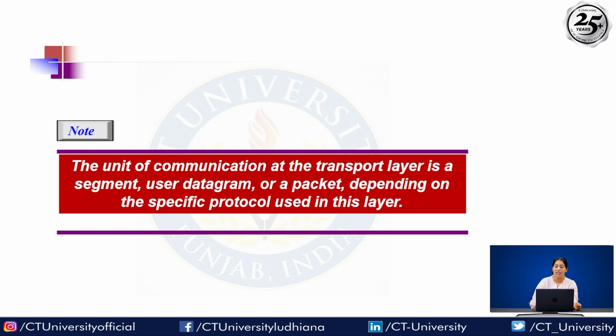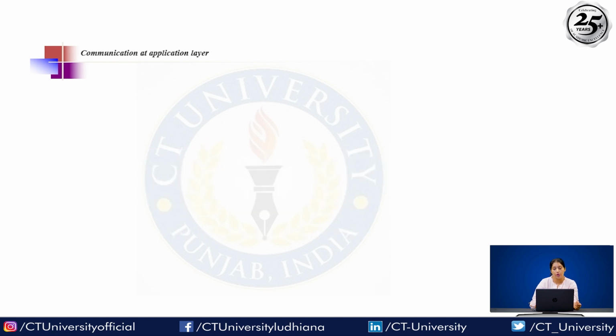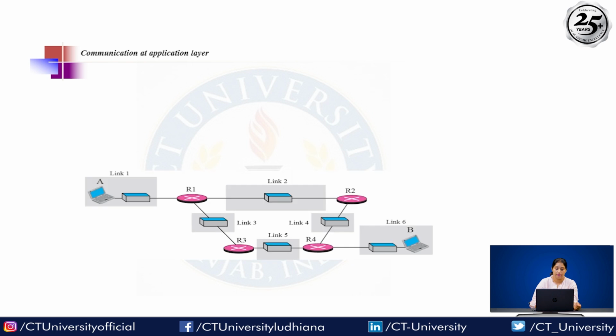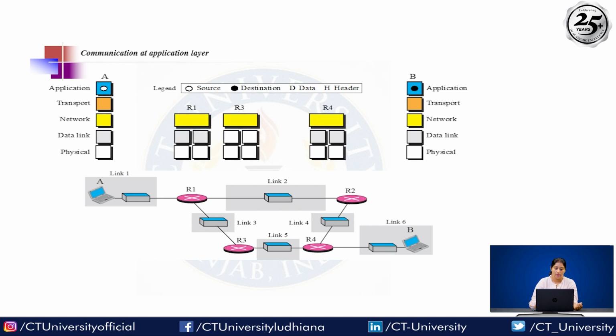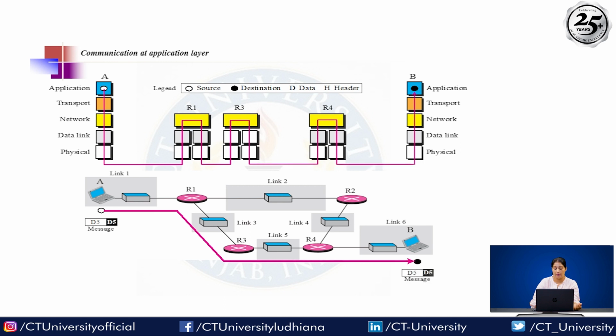So the communication at the transport layer is segment or user datagram, depending on the specific protocol used in the layer. Now, communication at the application layer. There are 5 layers which will be followed by sending data from device A to device B.